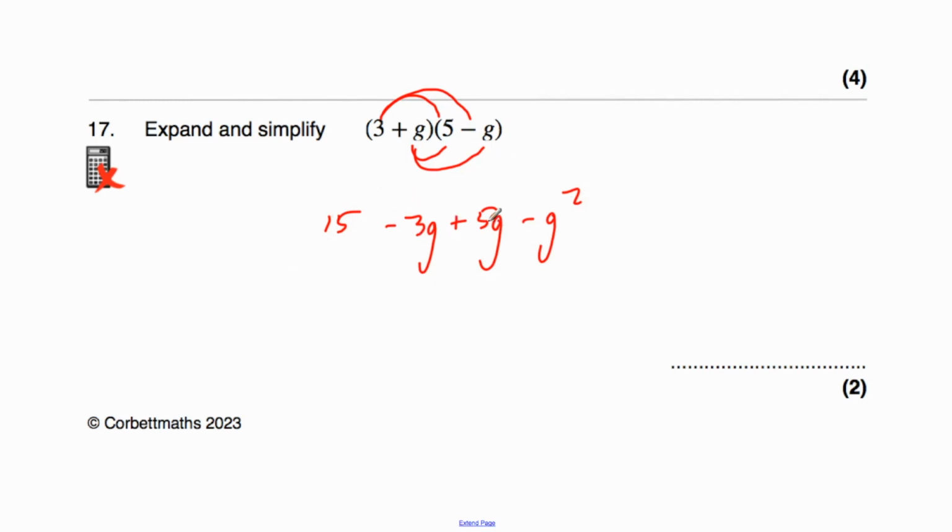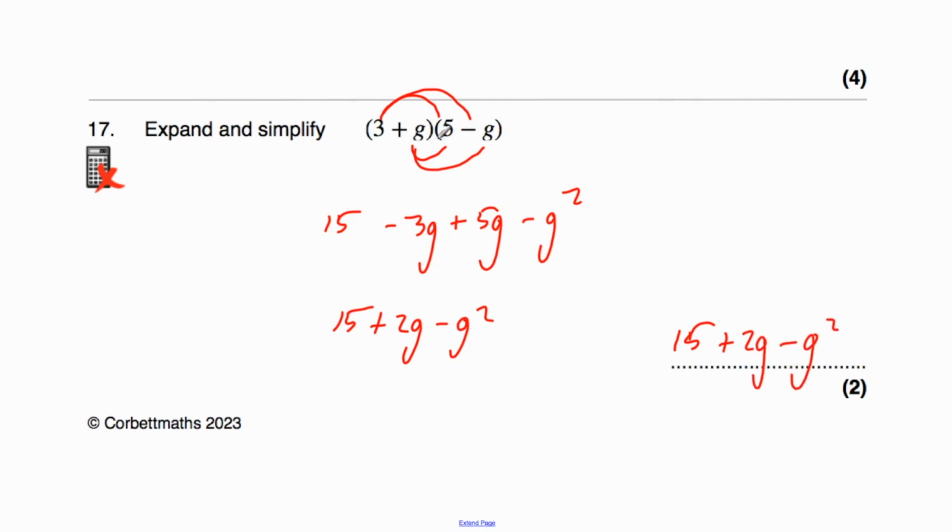Now if we have a look at this, we've got some like terms. We've got our minus 3g and 5g. So if we have minus 3g and we add another 5g, that would give us 2g. So we're going to have 15 plus 2g minus g squared. And that's it. So our answer would be 15 plus 2g minus g squared. So we've expanded those brackets.